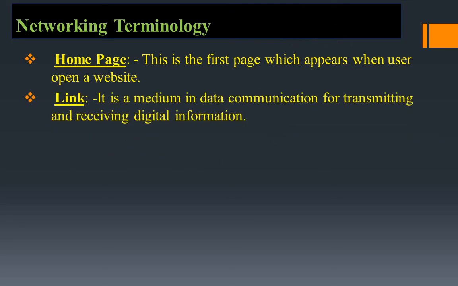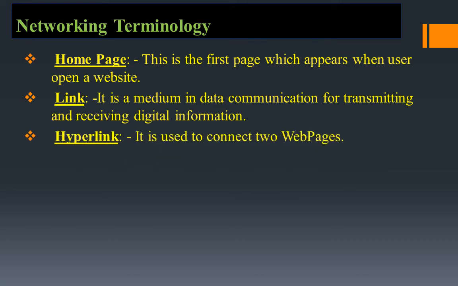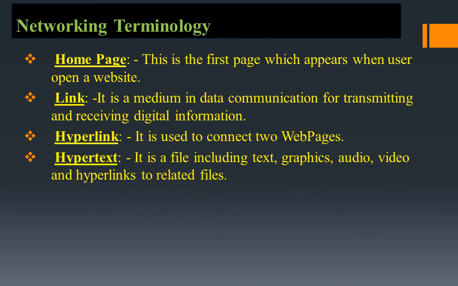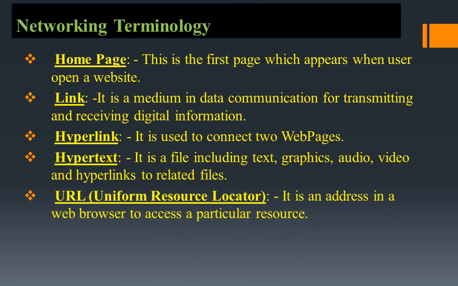Then next is link. It is a medium in data communication for transmitting and receiving digital information. Then hyperlink. It is used to connect two web pages. If we click on a word, it opens another web page, that is called hyperlink. Hypertext. It is a file including text, graphics, audio, video, and hyperlinks to related files. Then URL, Uniform Resource Locator. It is an address you type in a web browser to access a particular resource, or we can say it is an address of a website.